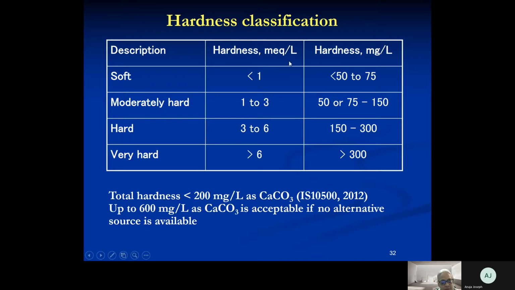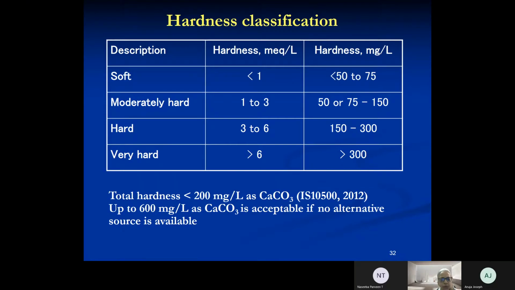So hardness in terms of milliequivalents, if it is less than 1 milliequivalent, that in terms of milligrams per liter as CaCO3 will be less than 50 to 75. Then moderately hard will be 1 to 3, which can be 50 to 150. Hard is 3 to 6 milliequivalents per liter, and that will be hardness level of 150 to 300 milligrams per liter as CaCO3. And very hard waters are greater than 6 milliequivalents per liter and greater than 300 milligrams per liter as CaCO3.